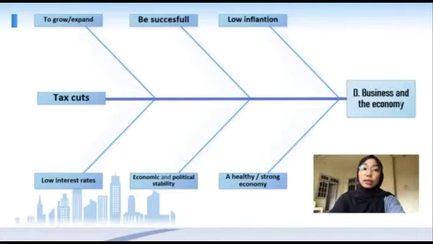A healthy or strong economy equal an economy in good situation, opposite of an economy in recession. And tax cuts equal tax reduction or lower taxes, so they can keep more of their profit.